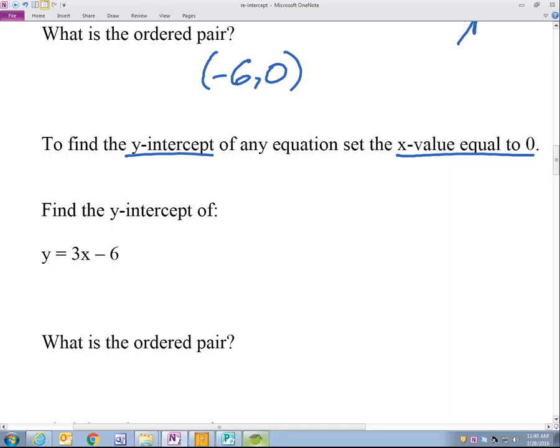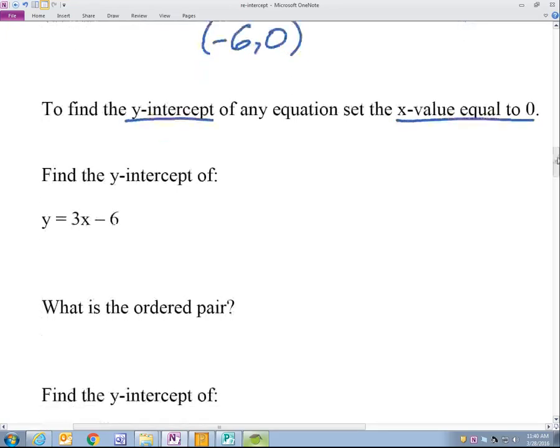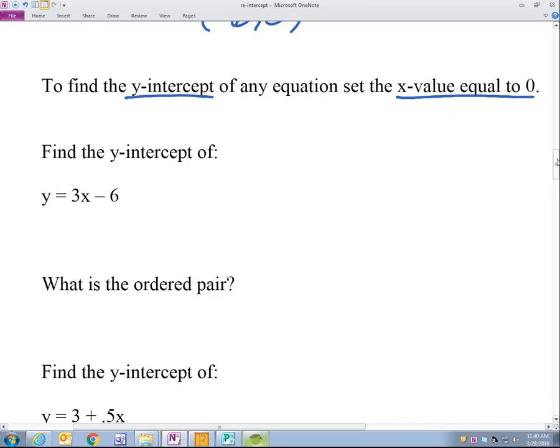Y is always the dependent variable. X is always the independent variable. Yep, because if you can change x, that will make y different. Good question. So I'm going to make the x value 0.